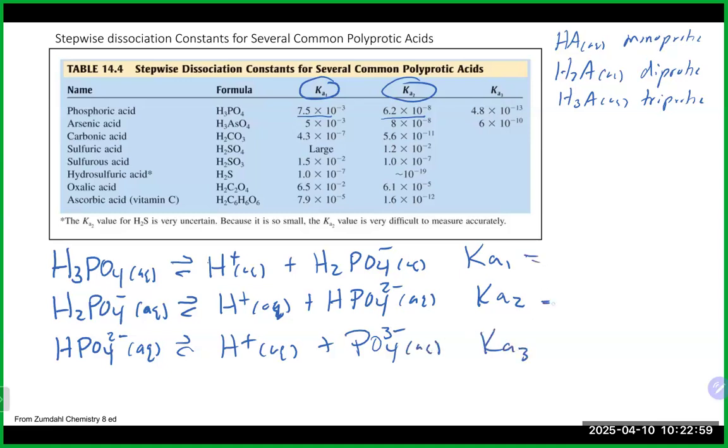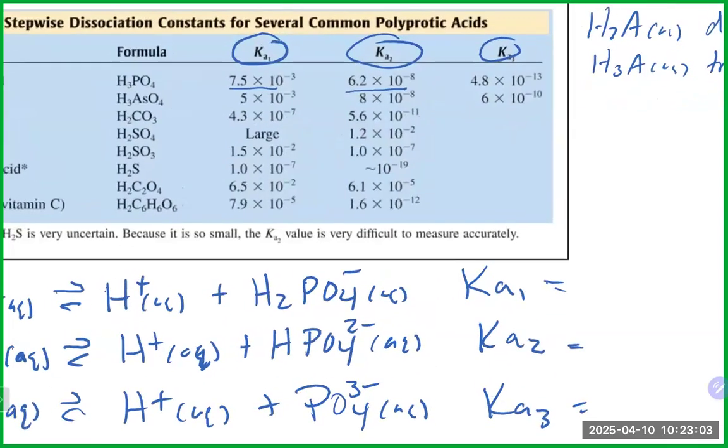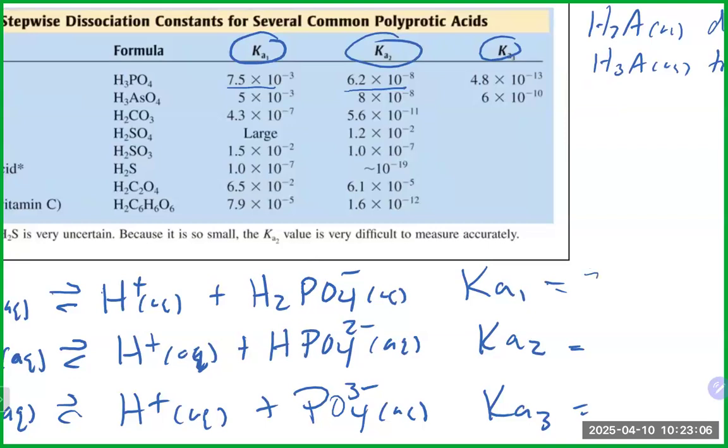So if we just grab some of these numbers off of this table here, we can see we got 7.5 times 10 to the minus 3 for the first one, 6.2 times 10 to the minus 8, and 4.8 times 10 to the minus 13 there for our last one.